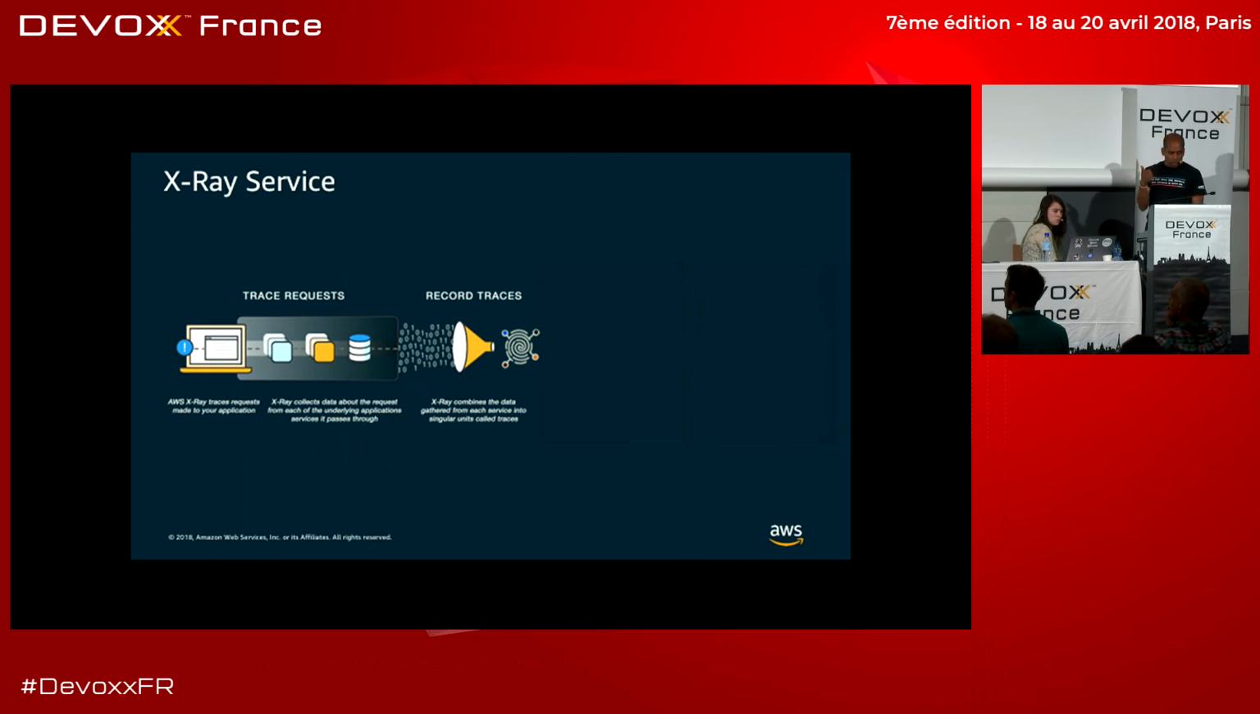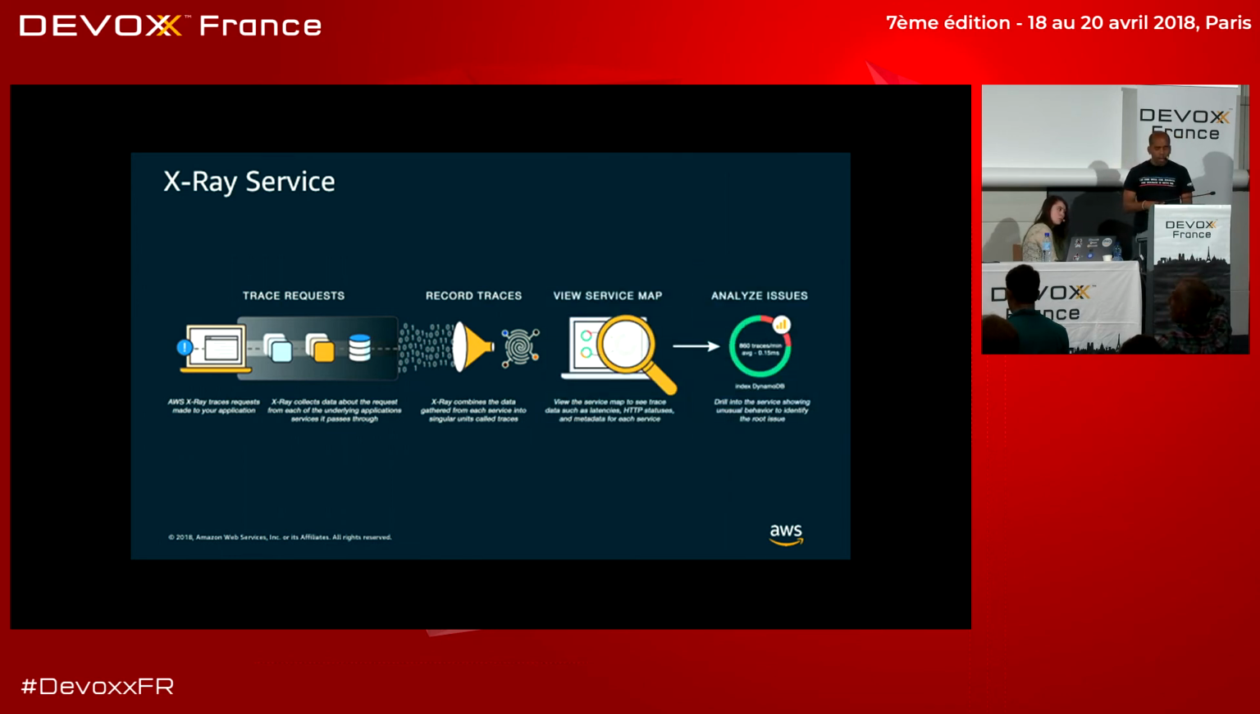So the traces are recorded, and you can start looking at the service map. And the most important part, once you view the service map, is to identify the potential bottlenecks, where things are failing, what things are failing, and how I need to look at it. I think that's the key part that you want to look at.